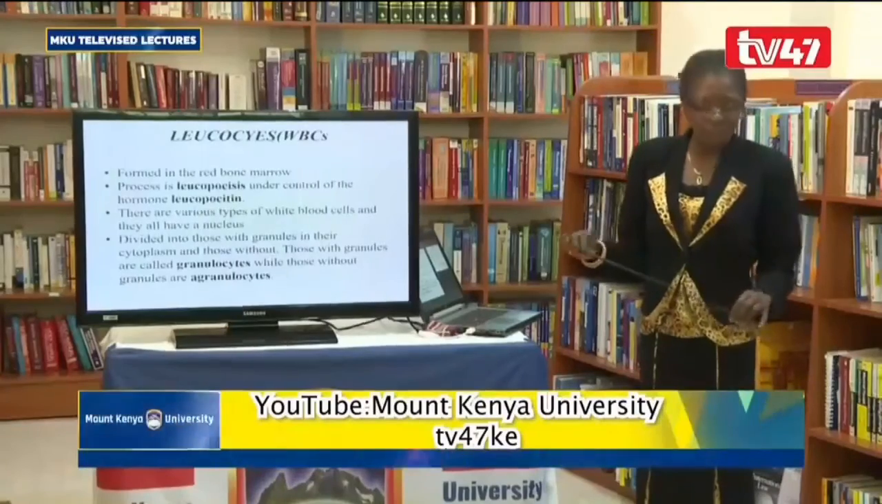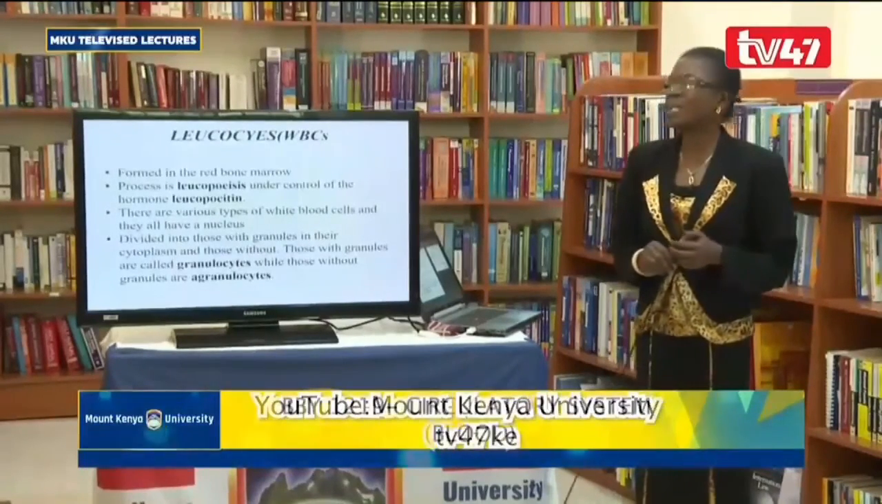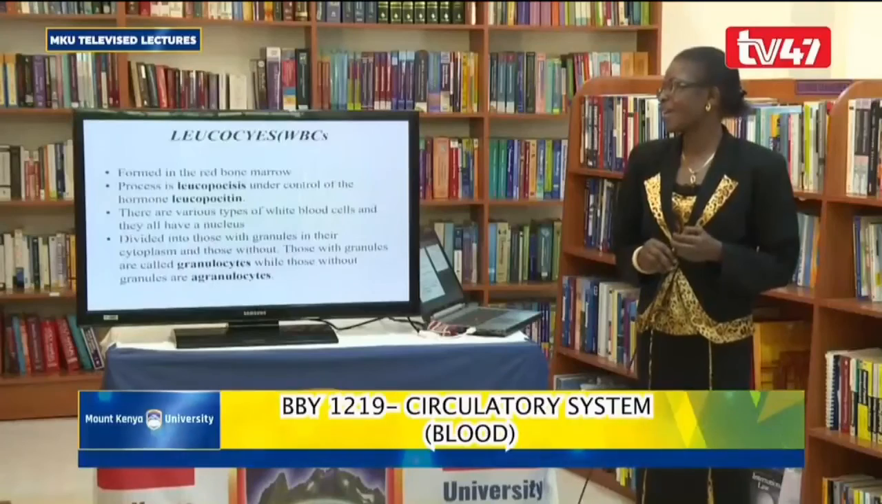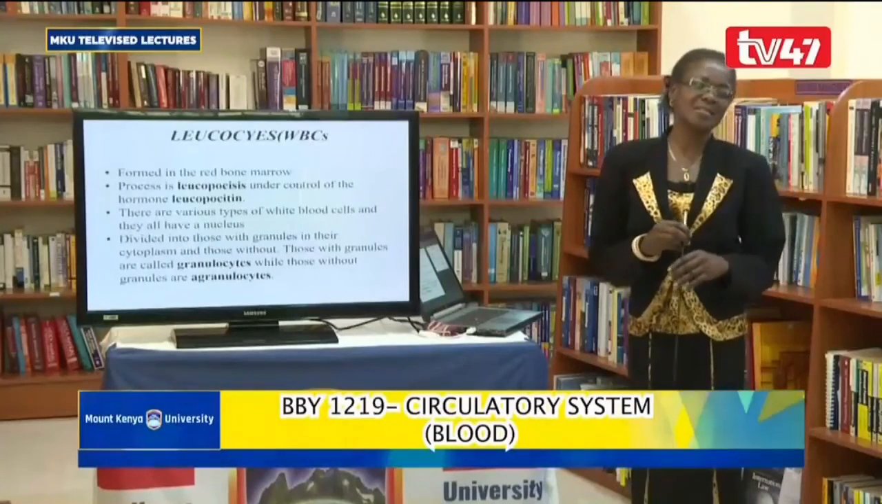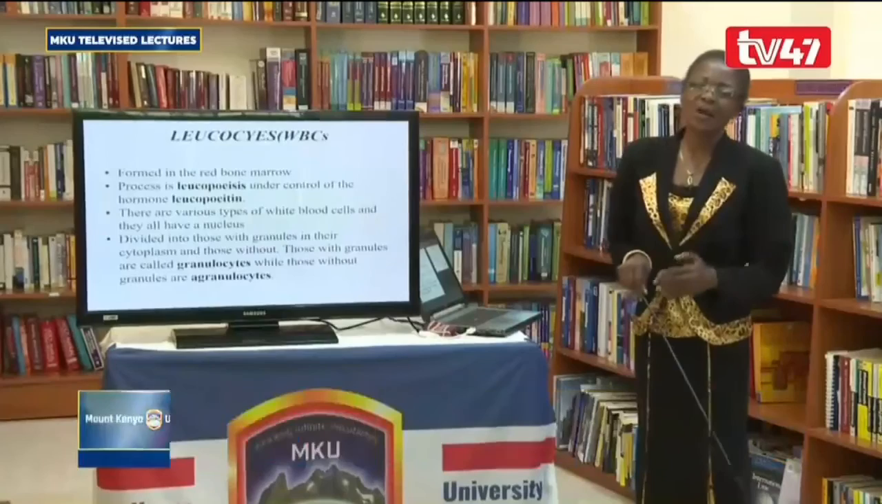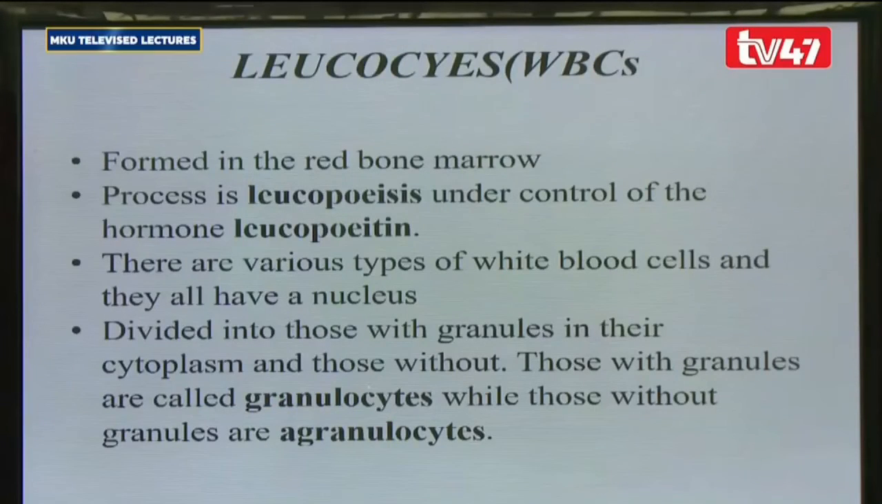Now on to the white blood cells, or the leukocytes. Just like the red blood cells, the white blood cells are also formed in the red bone marrow. They are formed by the process we call leukopoiesis, also controlled by a hormone. For the white blood cells, we have different types, and all of them have a nucleus when they are mature. So they have a nucleus in maturity.